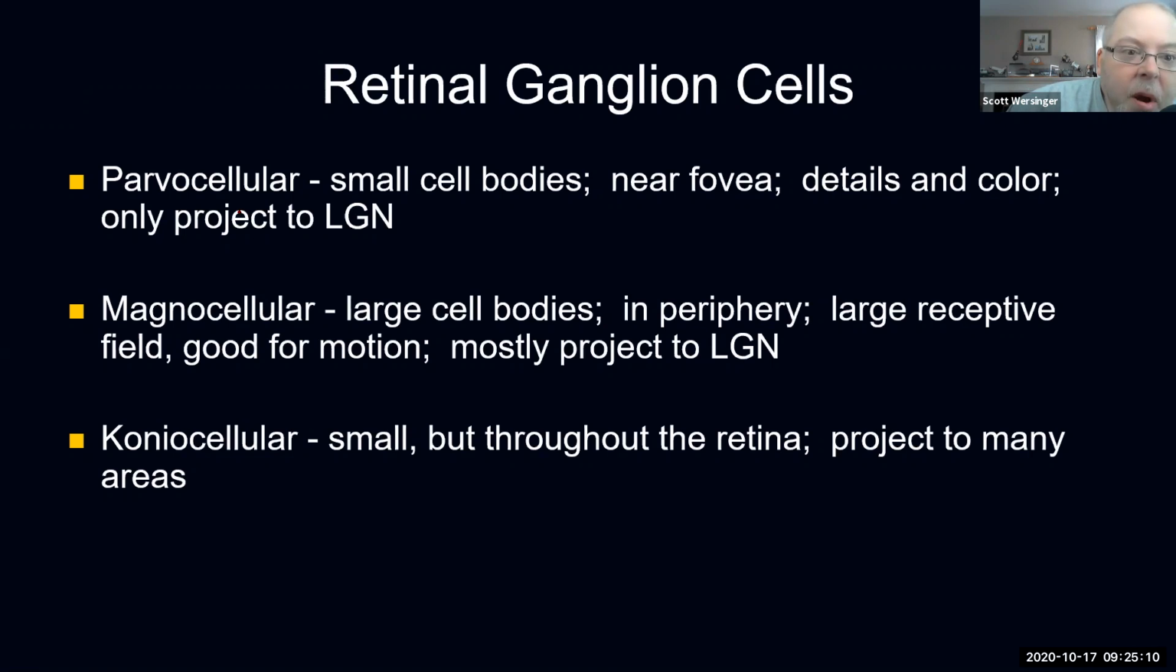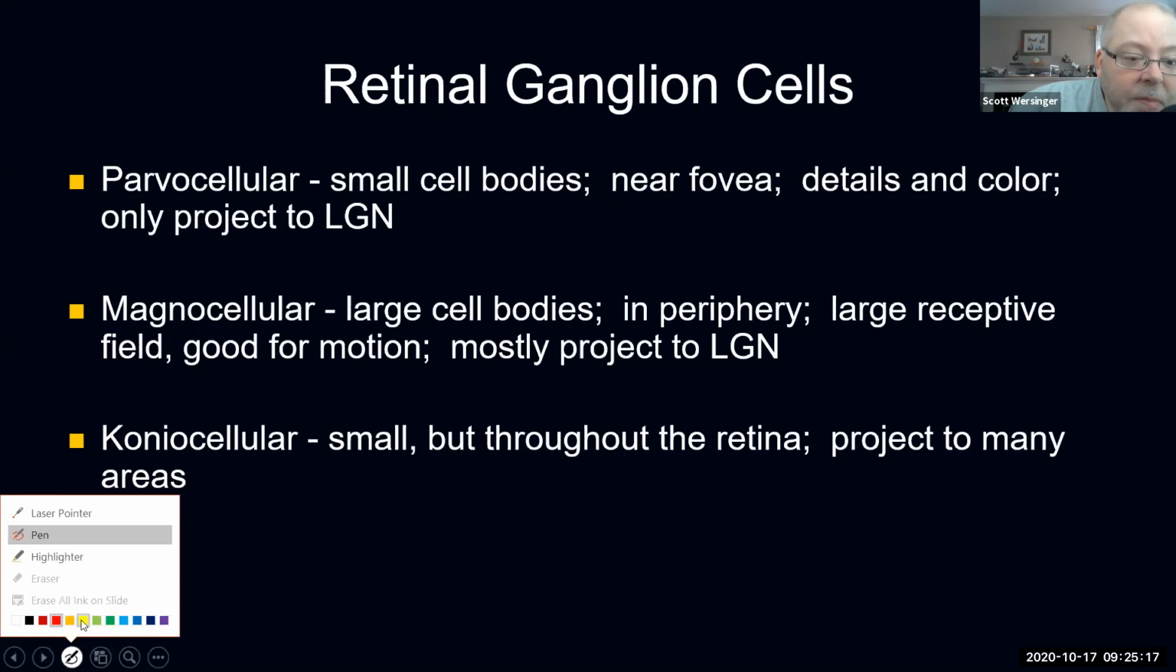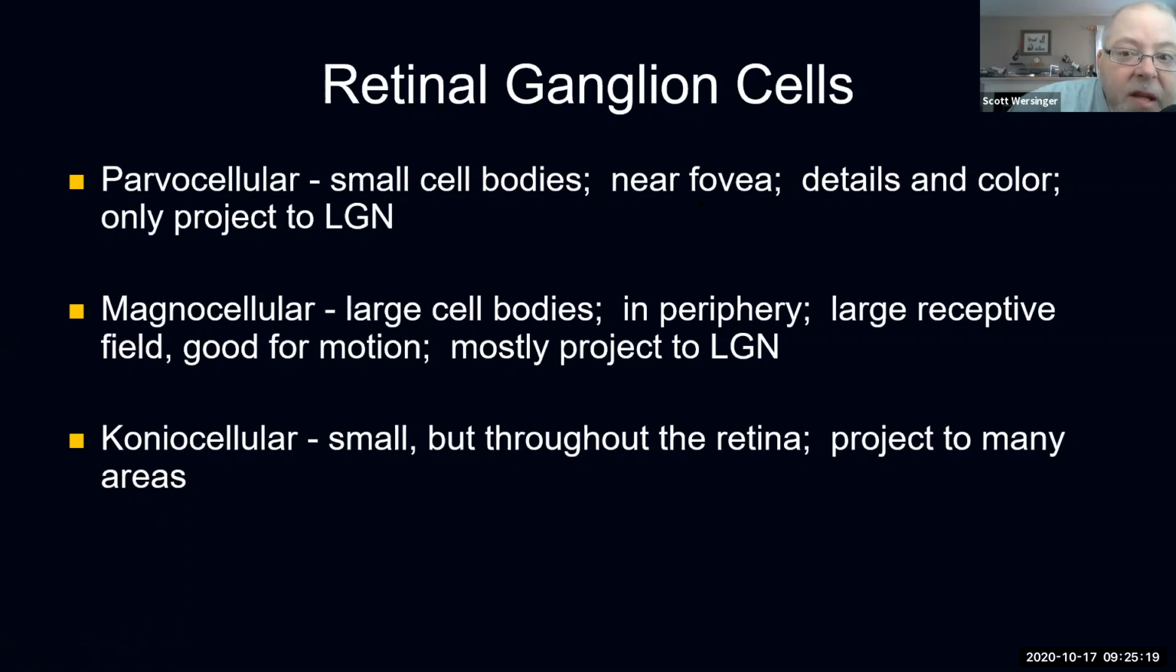Okay, so parvocellular, we already talked about these having small cell bodies. These are near the fovea, details and colors. These go to the lateral geniculate nucleus. Magnocellular, large cell bodies. These are more in the periphery, large receptive field, really good for motion. Most of these project to the lateral geniculate nucleus.